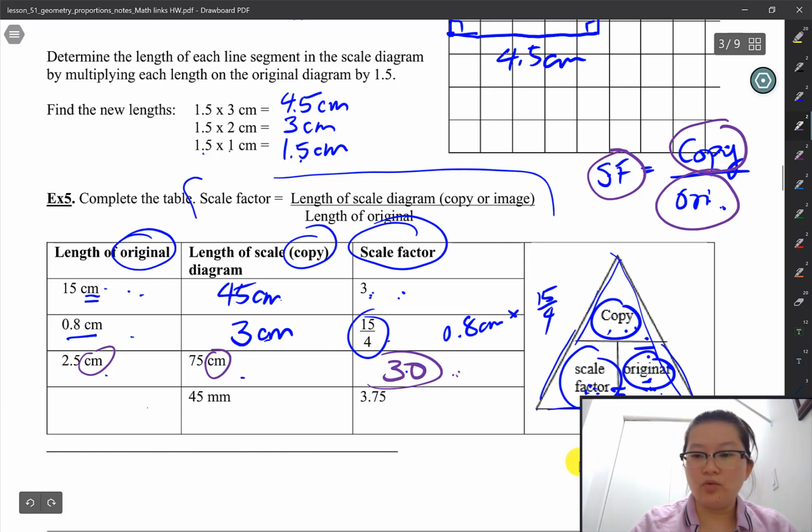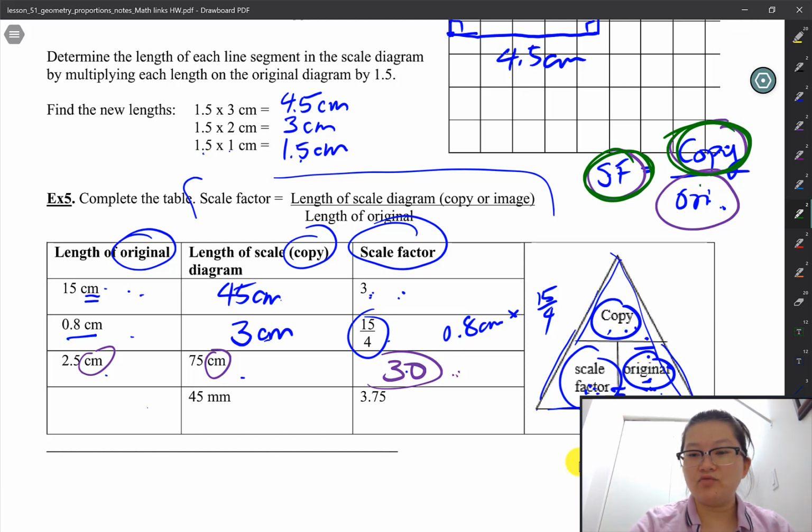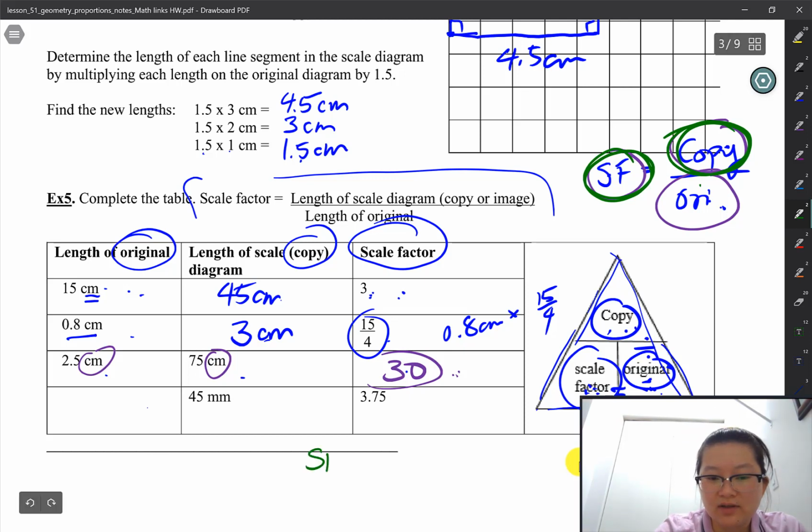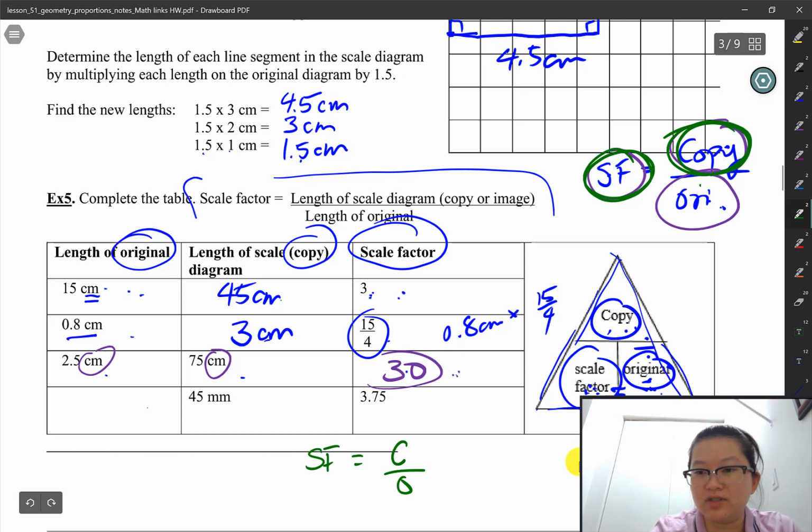Last but not least, I have another situation here. I have my copy, I have my scale factor, but I don't have my original. So I have to rearrange this equation a little bit, okay? If you think about it, I kind of have to swap original and scale factor. So if I want to write this out, here, let me show you how it would look using algebra. C for copy, O for original.